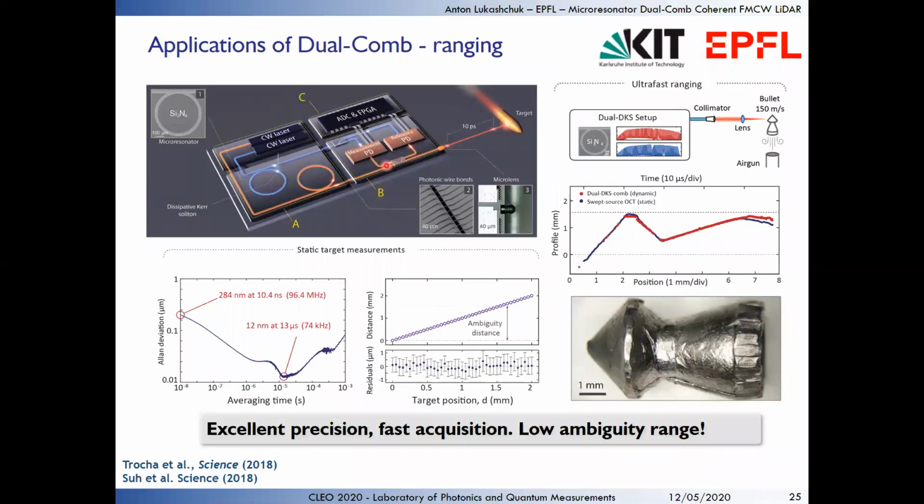And dual comb ranging was also performed in the microresonator platform. We performed that work in collaboration with KIT, with Christian Koos, and we could do it as fast as a few microseconds and achieve sub-micrometer precision, so that we were able to read out the profile of a bullet. So it's extremely precise and really fast, but the problem here is that it has a low ambiguity range. In this case, it was 1.6 millimeters, determined by the free spectral range of the train of pulses, 10 gigahertz. So this is the disadvantage of the technique.